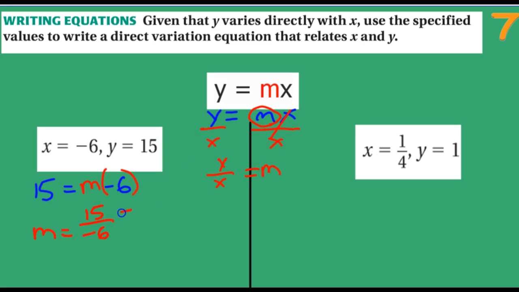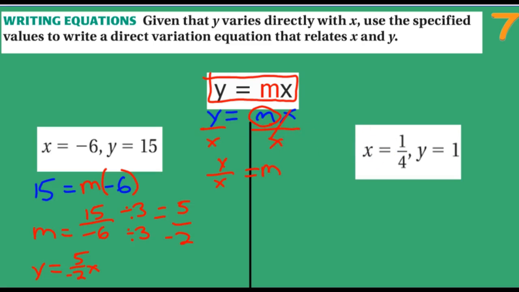So now we can just simplify this by dividing by 3. And we get 15 divided by 3, which is 5, and -6 divided by 3, which is -2. So this is our m. If we're going to write an equation that looks like y equals mx, we would write y equals 5 over -2x.